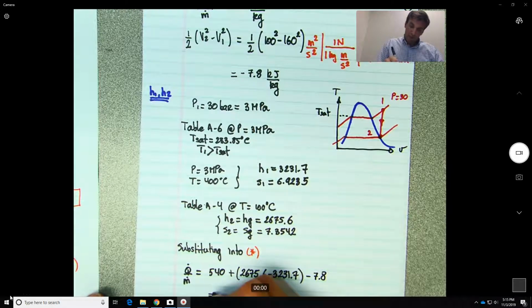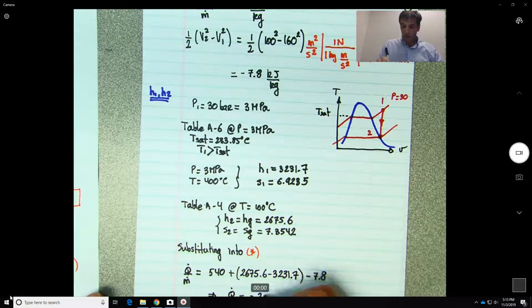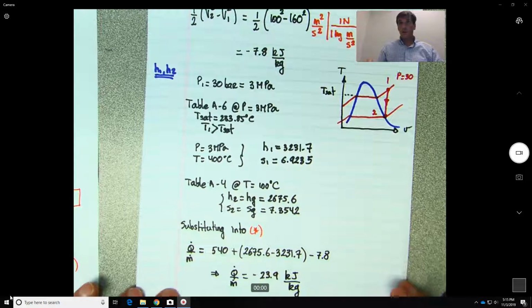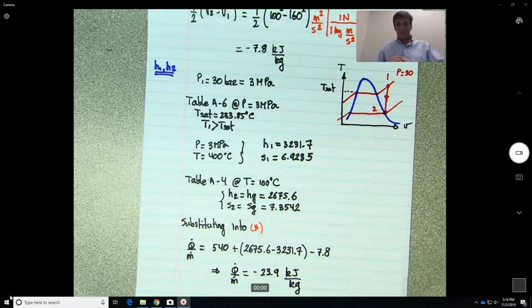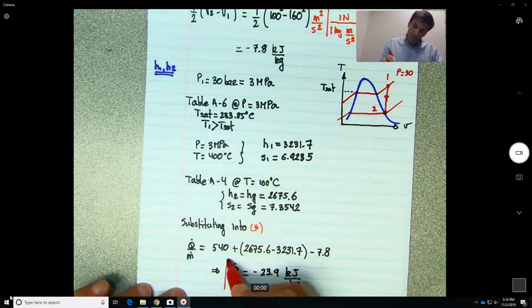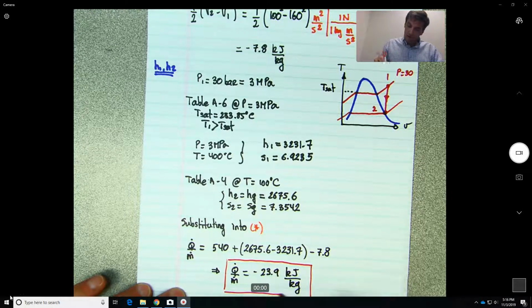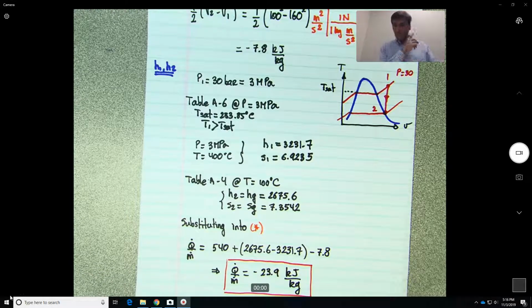So if we do this calculation, okay, I find that this is equal to minus 23.9 kilojoules per kilogram. Okay, so why do we know this? Why do we need this? If you remember, the question was to find the change in entropy.